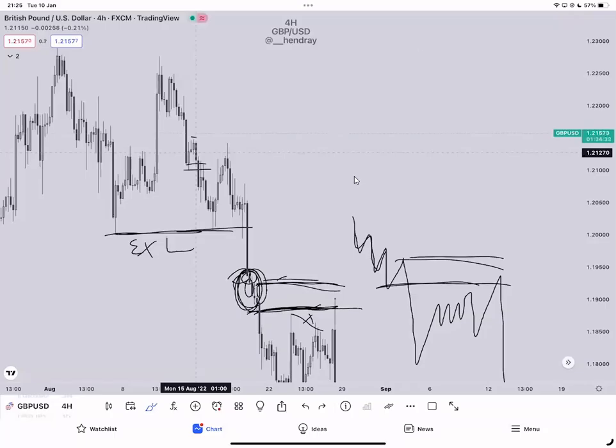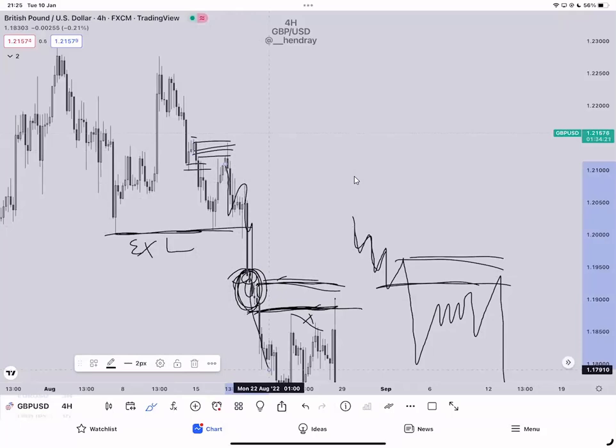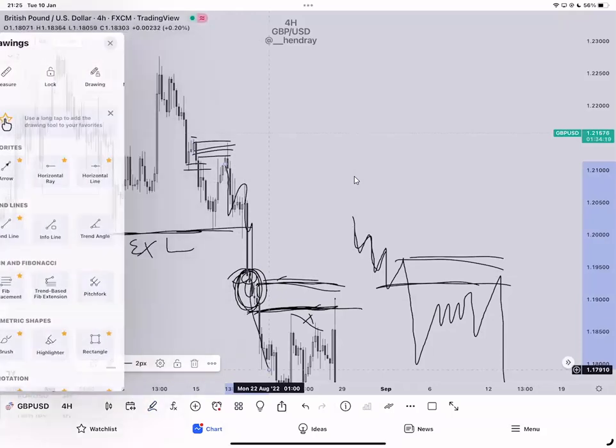So majorly that's because of the imbalance here between this low, high and this low. So that's why price came to use this base before it continued order flow. Okay, so let's quickly go into that.